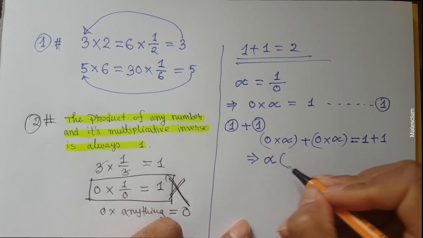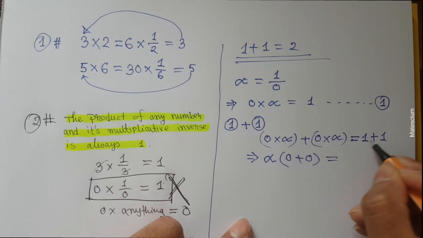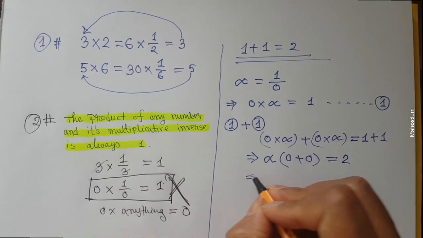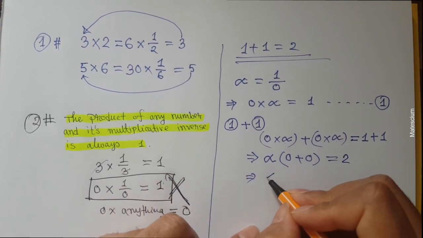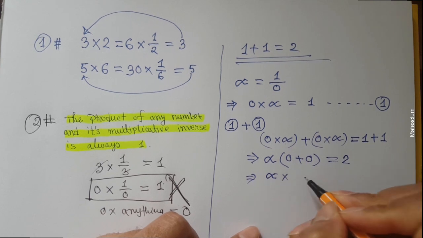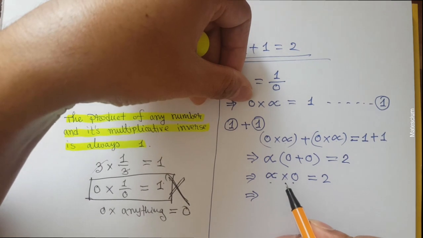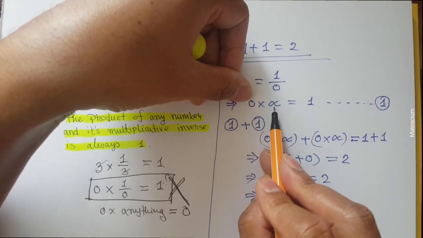This is infinity, remaining is 0 plus 0, which is equal to 1 plus 1 is equal to 2 on the right hand side, and we know 0 plus 0 is always 0. So infinity multiplied by 0 is equal to 2. From here, I can replace this part by equation 1. That means 0 multiplied by infinity is equal to 1.